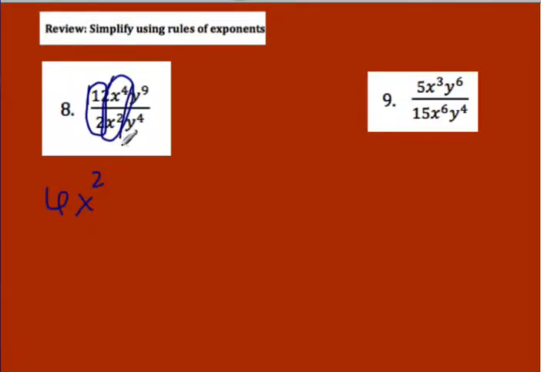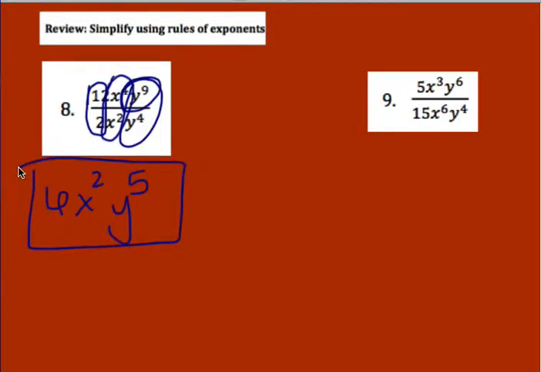Here I have y to the 9th divided by y to the 4th. I'm going to subtract those exponents. Okay, so then I get y to the 5th. I notice that the larger amount of y's is on the top, so that means my y to the 5th is also going to go on the top.